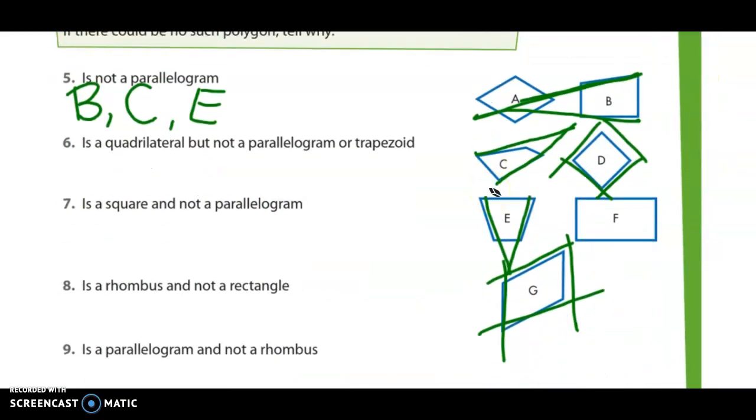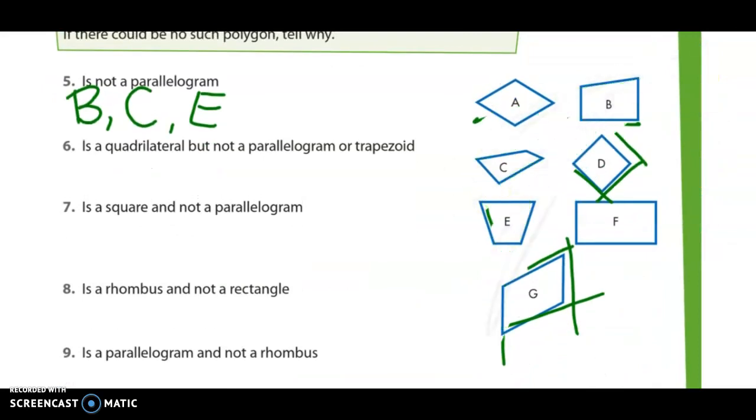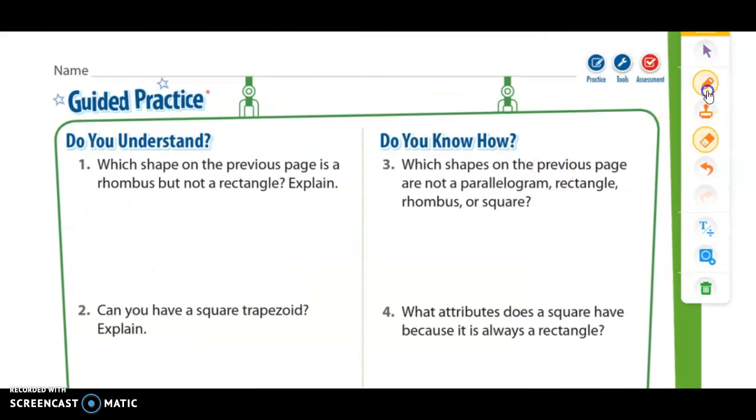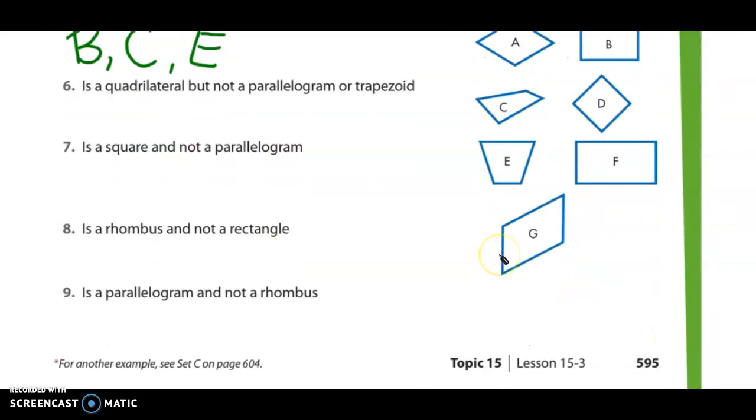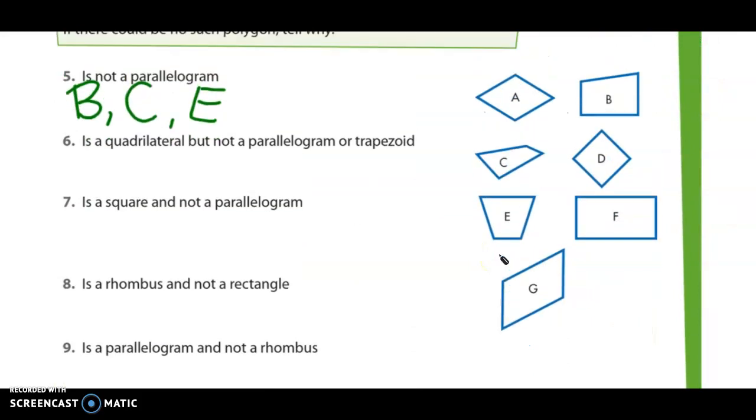Okay, the next one we're going to look at is which one or ones of these is a quadrilateral, but not a parallelogram or a trapezoid. Remember, we just talked about a parallelogram has 2 sets of parallel sides. A trapezoid has 1 set of parallel sides. So if we're looking for a shape that doesn't have 2 sets of parallel sides and doesn't have 1 set of parallel sides, we're truly looking for a shape that has no sets of parallel sides.